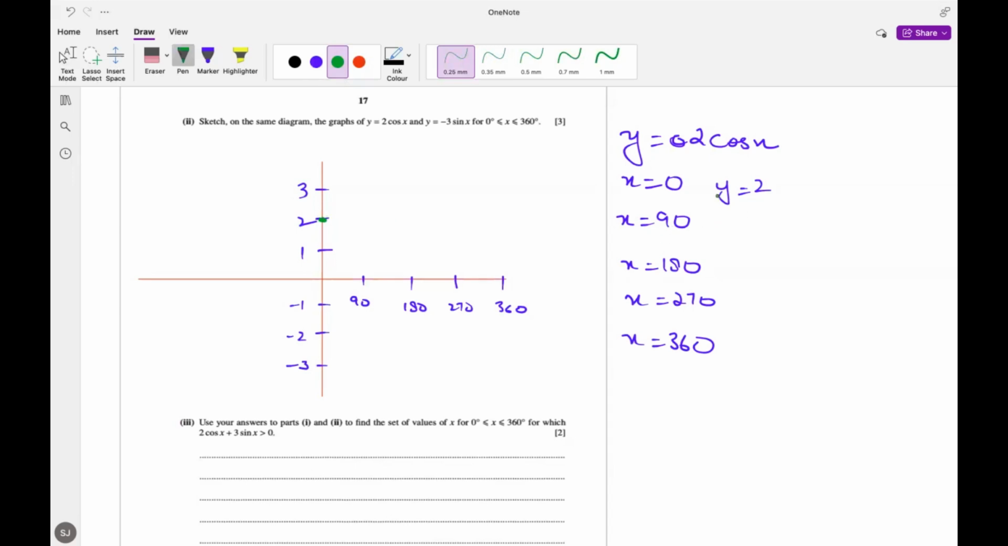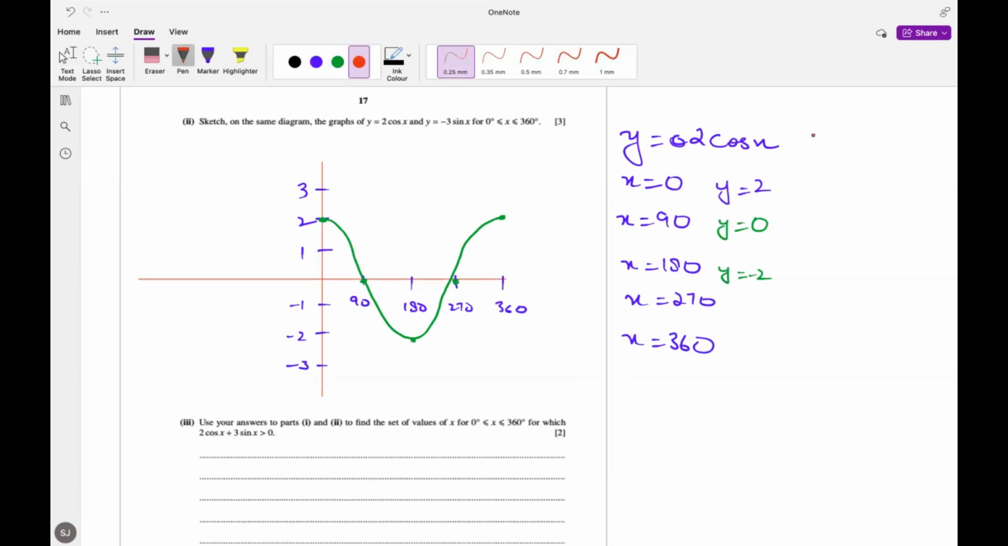Cos of 90 is 0, so 2 times 0 will be 0, so the y value will come out as 0. Cos of 180 is -1. -1 times 2 will be -2. So at 180, the value will be -2. Cos of 270 is 0. 0 times 2 will be 0. And cos of 360 is 1. So 2 times 1 will be 2. So joining the points, we'll make the graph of y equals 2 cos of x.